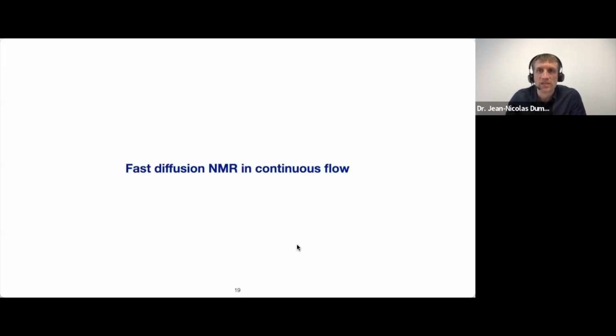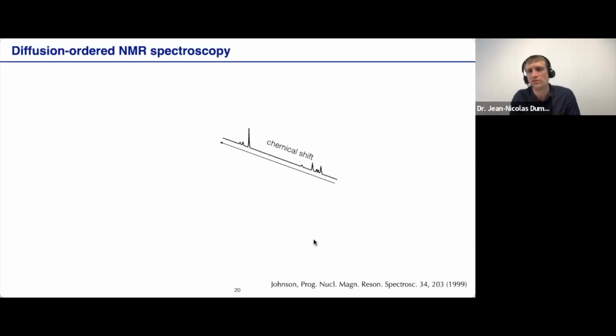So now we can consider the three different cases that I have mentioned in the introduction, starting with the case of diffusion NMR. And I will in fact talk today about DOSY, diffusion ordered spectroscopy, which is one way to analyze diffusion NMR data. So in diffusion NMR and in DOSY, one is trying to measure for each peak in the NMR spectrum the diffusion coefficient that is associated with that peak.